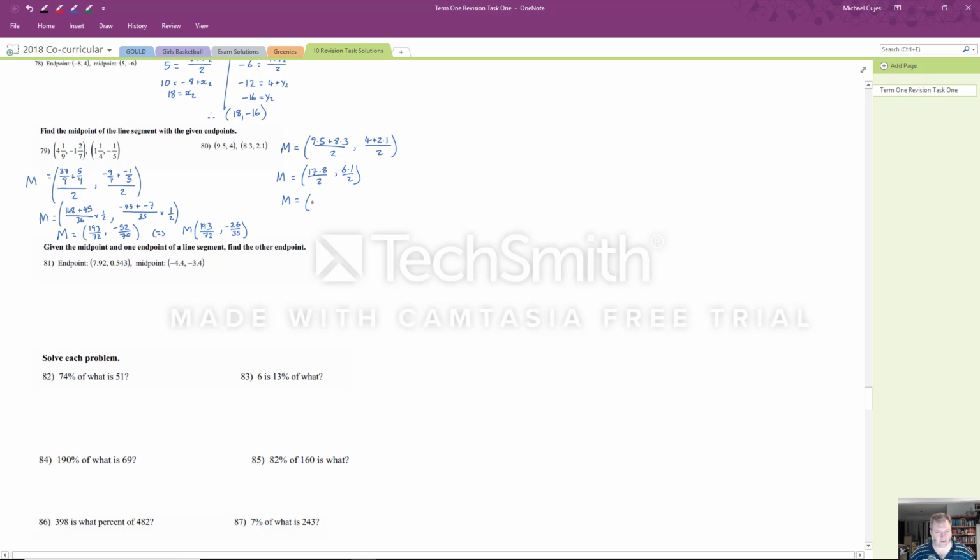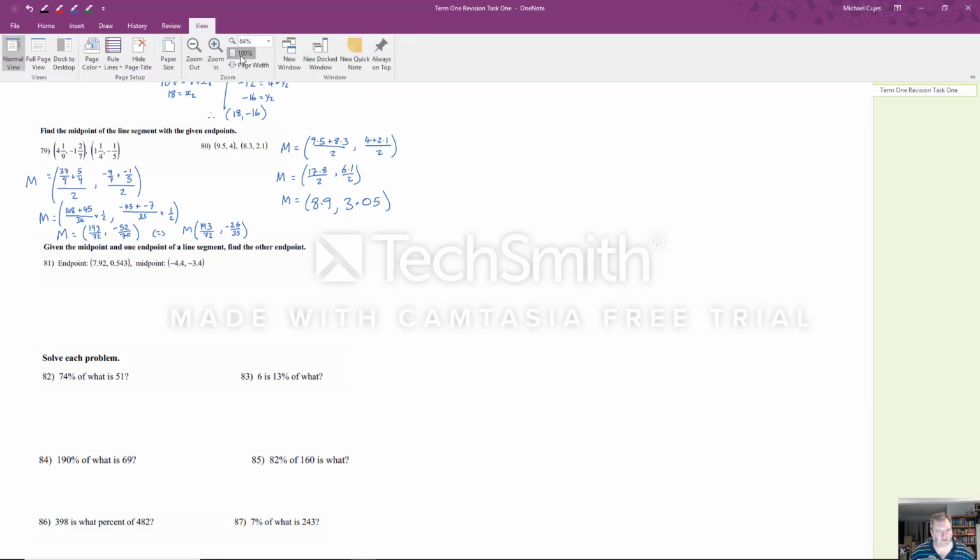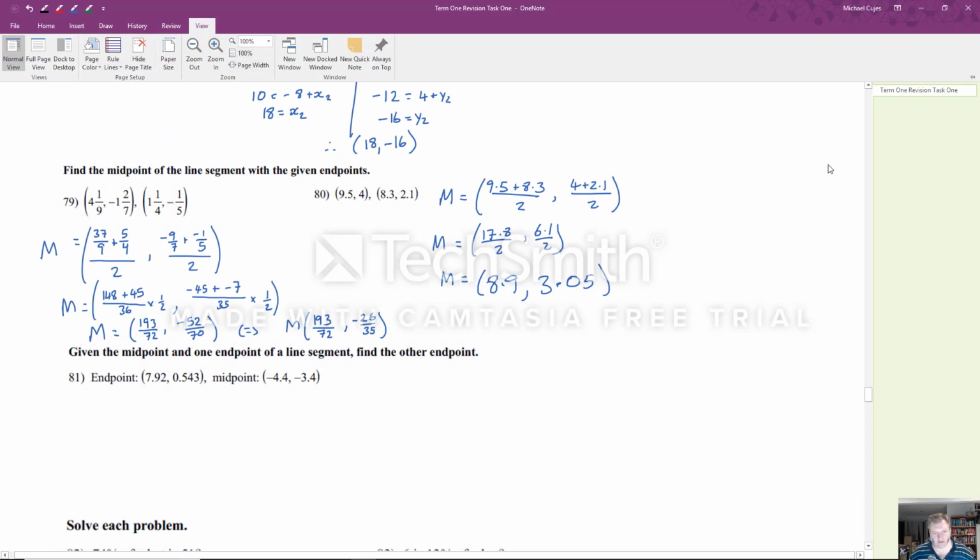Oh, I've resized again. I'm so magical. I can do it without even trying. And 6.1 when I divide it by 2, 3.05. They are your coordinates there. Let's get that size back to something you might be able to read. Hopefully you can see that now.